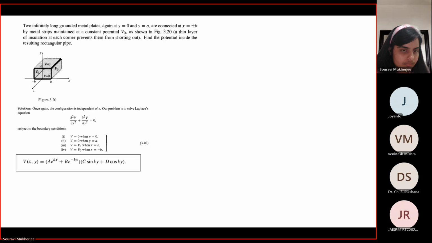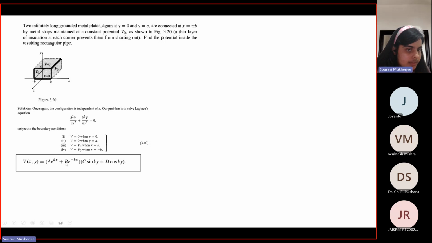Okay, so let's try to see. What it is telling us is that if we put x equal to b, we would get some expression, and if we put x equal to minus b, we should get the same expression, right? So that is telling us that if we just look at the function which depends on x, your a and b should be equal. Only then the symmetry will hold.